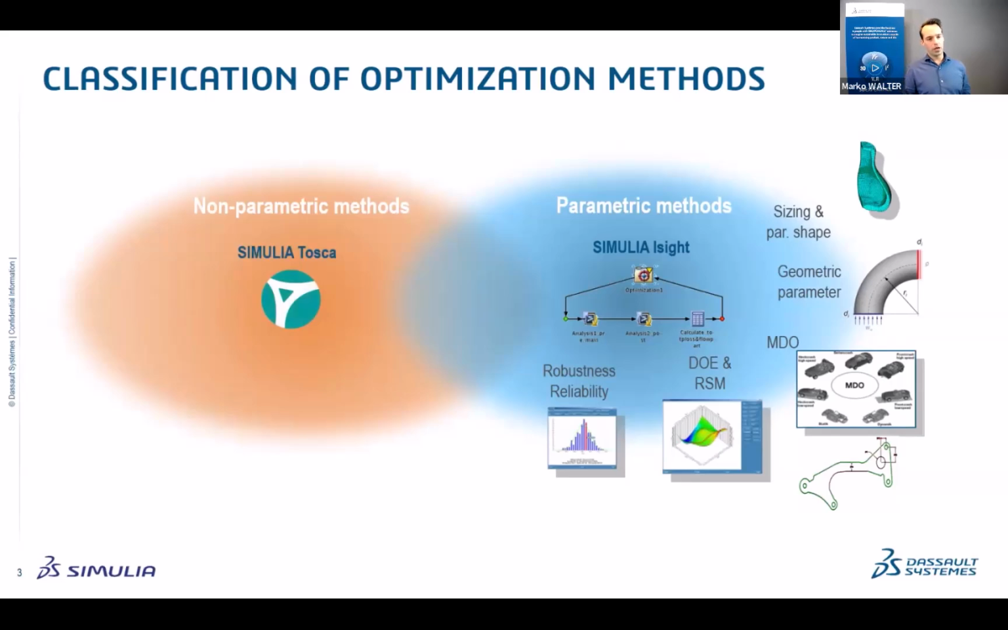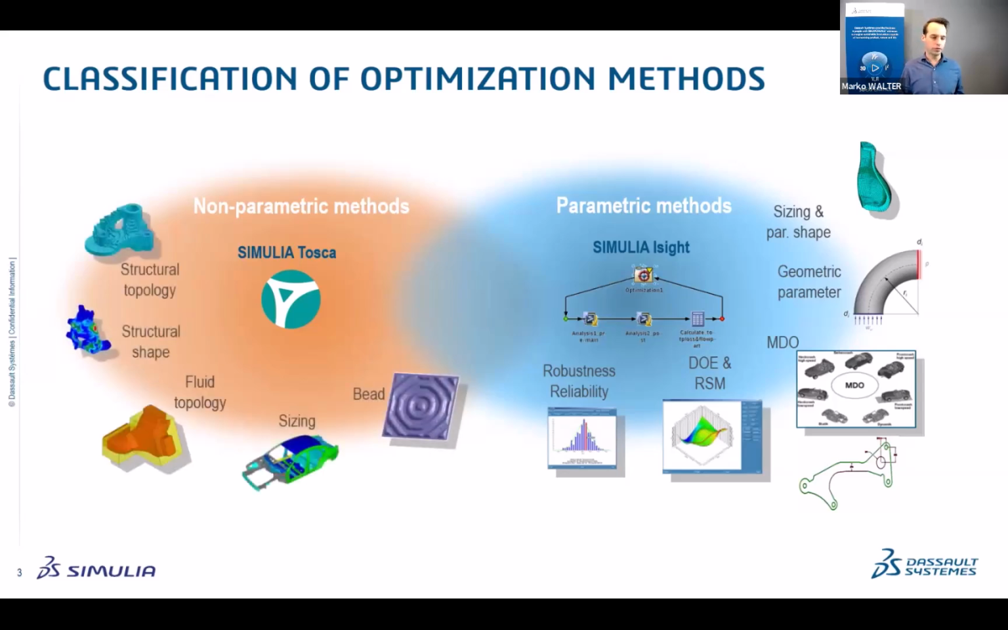On the left-hand side, you have the non-parametric methods, which is provided by SIMULIA's tool called Tosca, also available on the 3DEXPERIENCE platform through different roles available there. But I will be talking about the standalone version today, and it can cover different things like structural topology, structural shape, fluid topology, sizing, and even beading. So topics that are well suited for structural mechanics. And then of course there can also be a combination of both these groups.